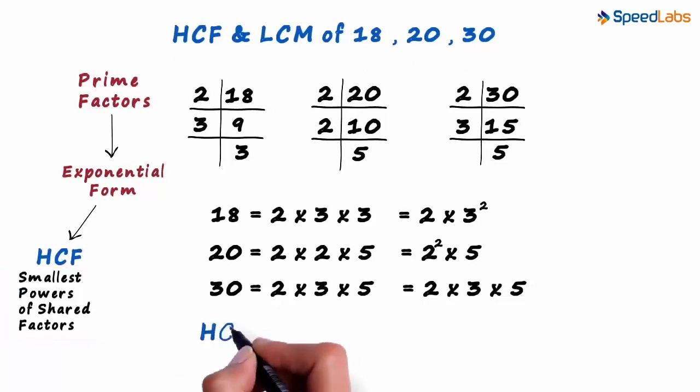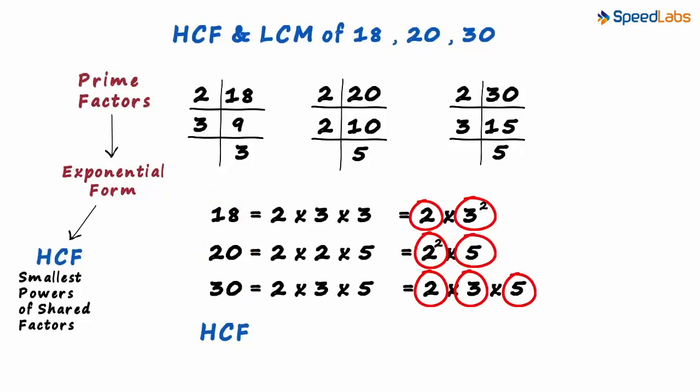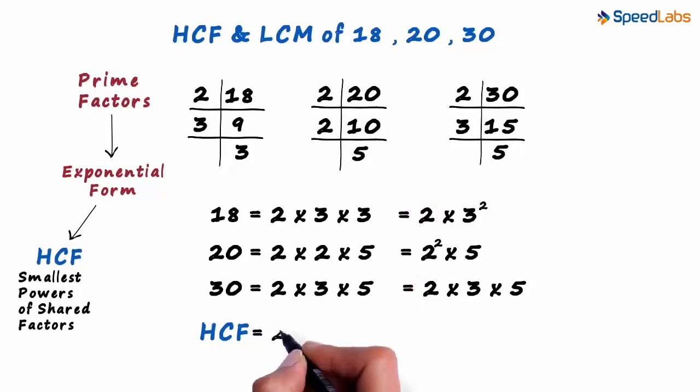So let's find the HCF first. Shared factors are the prime factors that are present in all the numbers. There are three factors that we have to consider: 2, 3 and 5. And out of these, 2 is the only factor present in all the numbers. Now let's look at the powers of 2. We have 2 raised to 1, 2 raised to 2 and 2 raised to 1 again. The smallest power is 2 raised to 1. So our HCF will be 2.